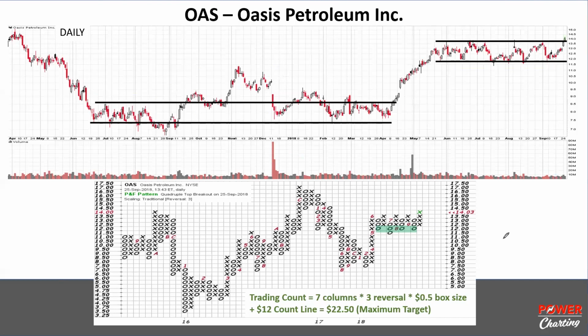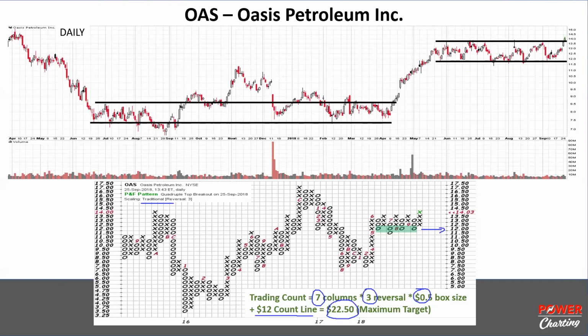Well, we have traditional scaling. So this is under $20. It's half point box size scaling. And we have 7 columns that we can count across, 3 box reversal method, so 3 times 7, 21, and then half point box size. This gives us, from the count line of $12, a target of $22.50. So that's a great trading target. So we're looking at this as a trading campaign, a trading stock to consider.